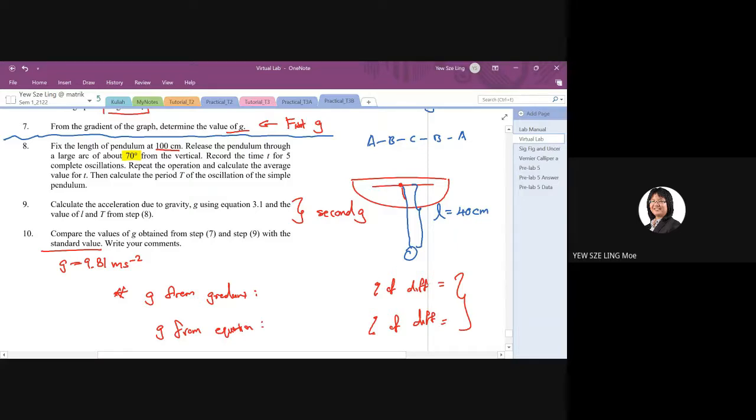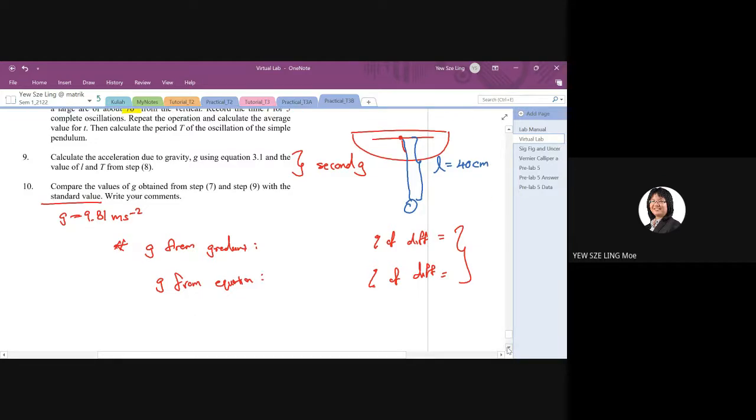All right, and by theory, 10 degrees should get a smaller percentage of difference. Okay, that is by theory. Because from 70 degrees, the object is no longer moving in a straight line, and therefore the equation is actually invalid. The equation that we use is invalid. So when the equation is invalid, then it should give you a larger percentage of difference.